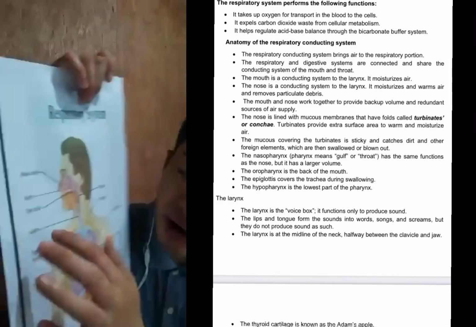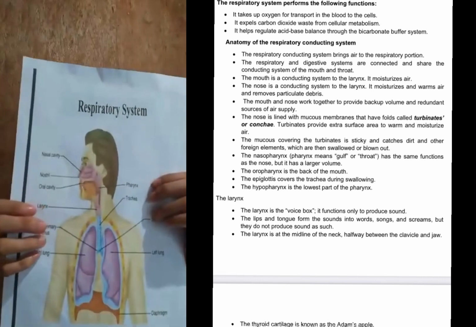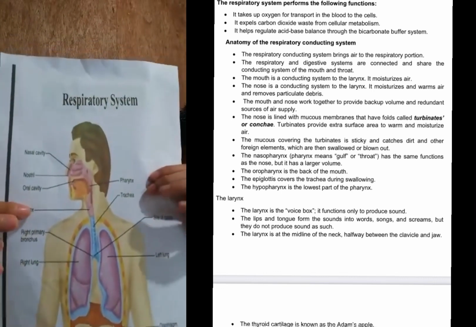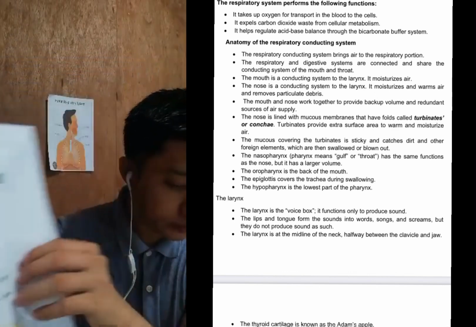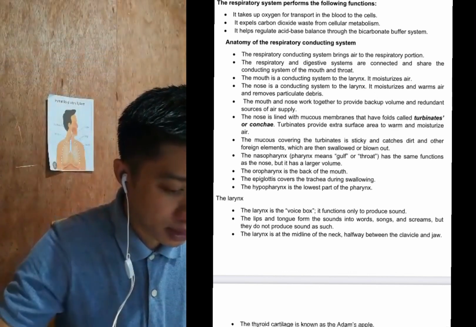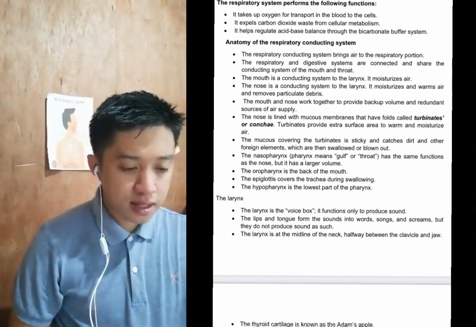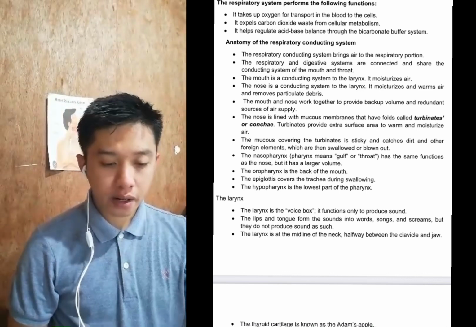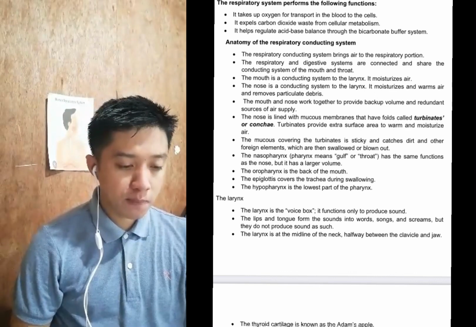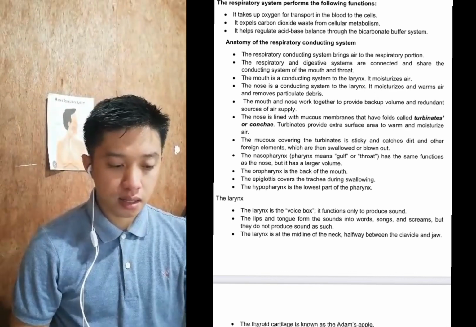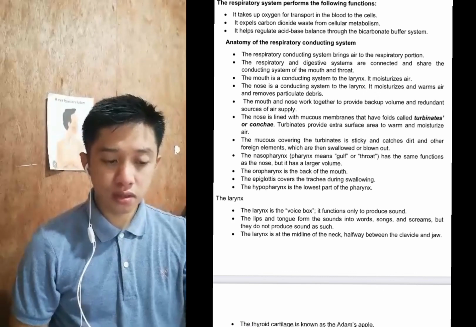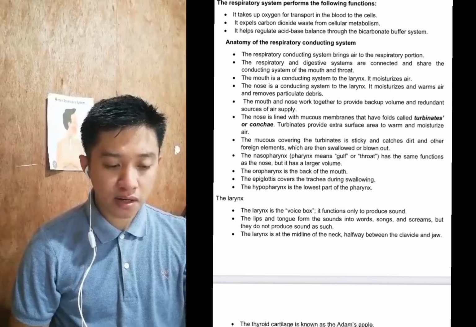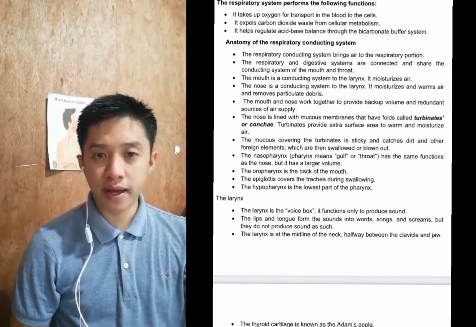This is our larynx here. The nose is a conducting system to the larynx. It moisturizes and warms air and removes particulate debris. The mouth and nose work together to provide backup volume and a redundant source of air supply.